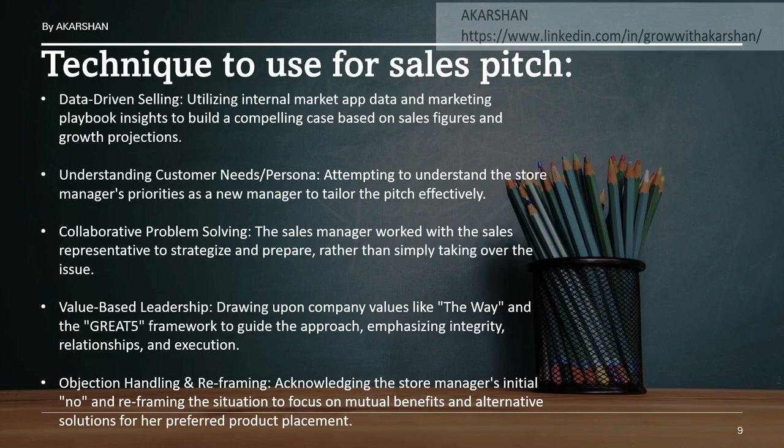Acknowledge their refusal, but do not take no for an answer in the sense that you try to convince them. Don't force, try to convince. Be polite, be humble, present the facts and the figures. If they see value and money and profit, they are ultimately going to say yes. So focus on that part.